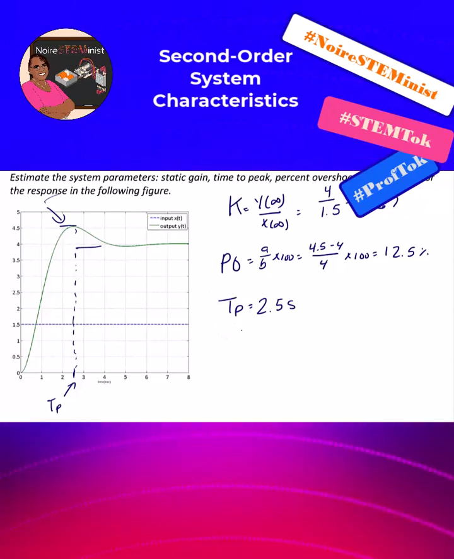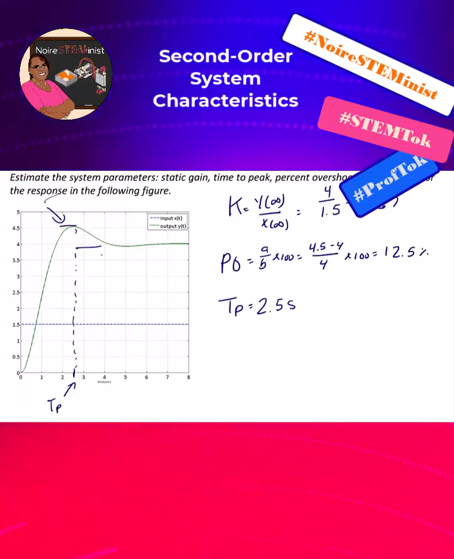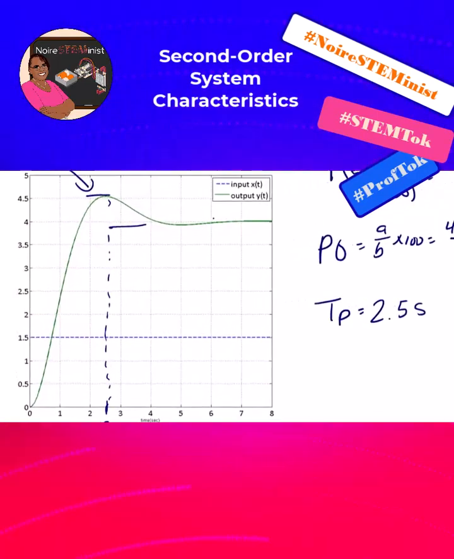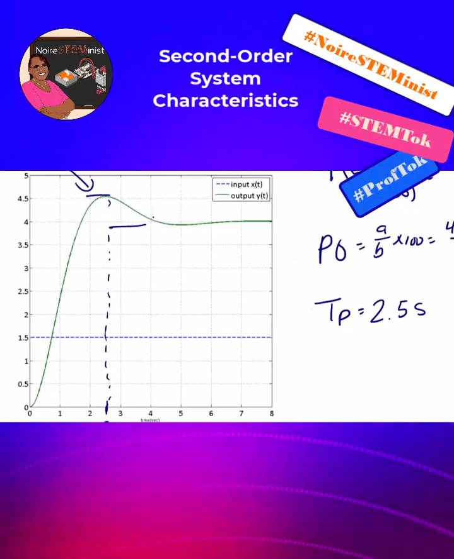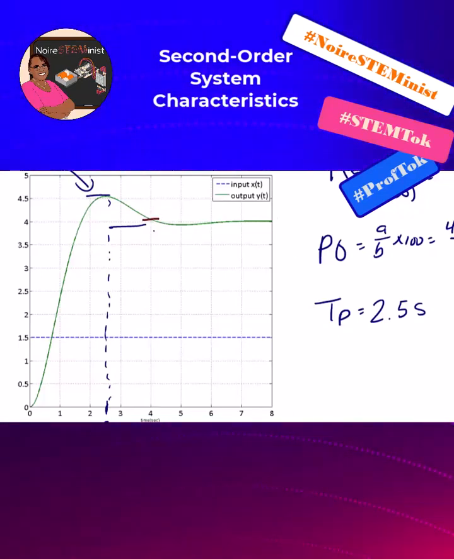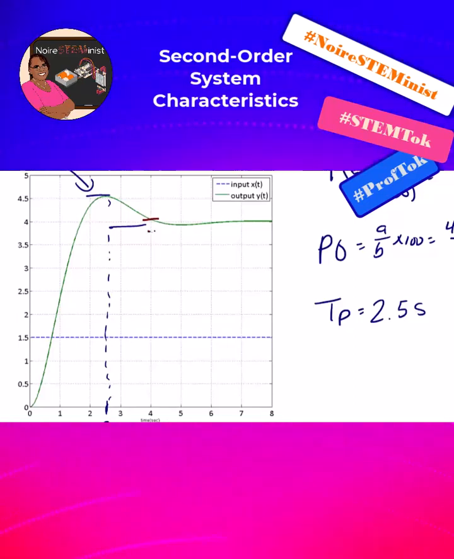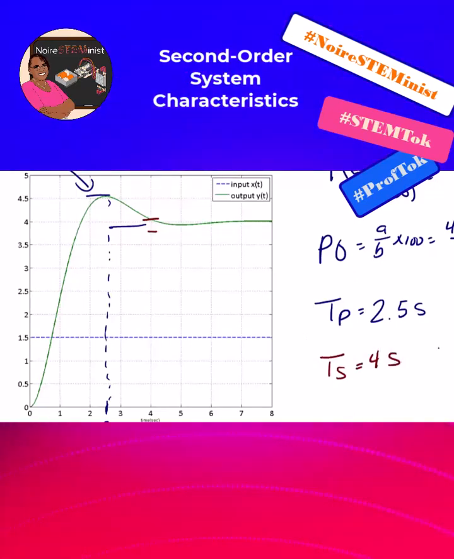The settling time is the time that it takes to get within 2% of its final value and stay there. So if we come over here, 2% of our final value is going to happen around 3.92 or 4.08. So if we estimate here that this is when it gets within 2% of its final value and stays there, then we will say that the settling time is equal to 4 seconds.